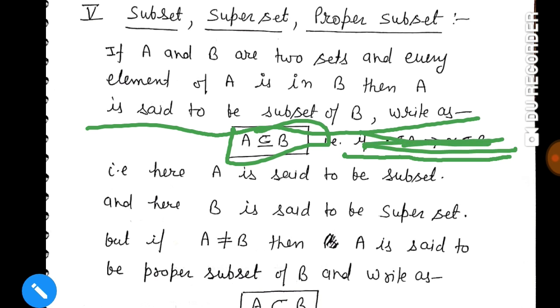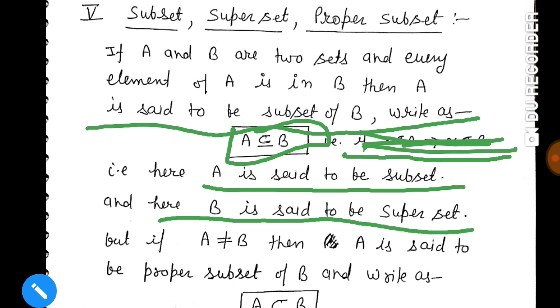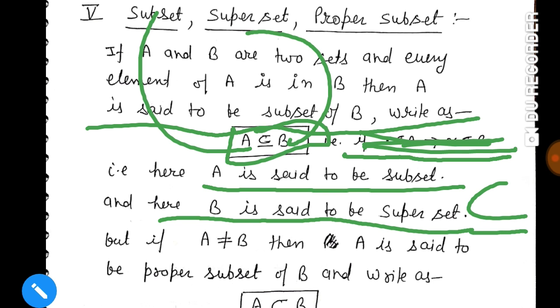So here A is said to be the subset and B is said to be the superset. Remember the notation, this is the notation of subset. So this is A and this is B, so A is called the subset and B is called the superset. Okay, now come to the proper subset.